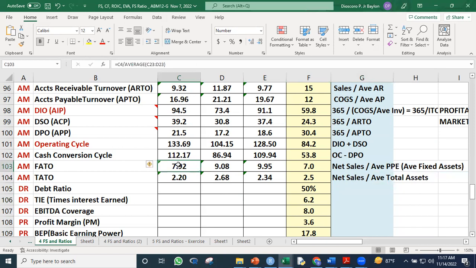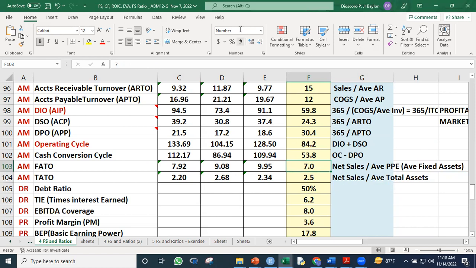Just by looking at the figure, for every 1 peso of fixed assets being used or invested in, the company was able to generate 7 pesos and 90 centavos of sales. Okay, and they performed better than the direct competitor. Unless I made a mistake here.